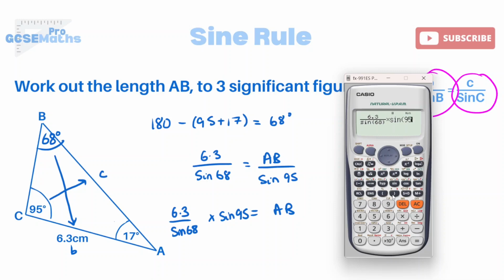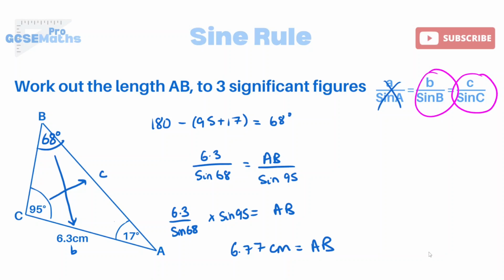Sine 95, again close all the brackets, there we go. Now, because this is a side length, I don't need to do a sin inverse or anything, that is just the answer. But double check, I've got AC as 6.3, does 6.7 seem realistic? It's in the same realm of possibilities. Yeah, it seems fair. So AB, to three significant figures this time, is 6.77, and there's our answer.